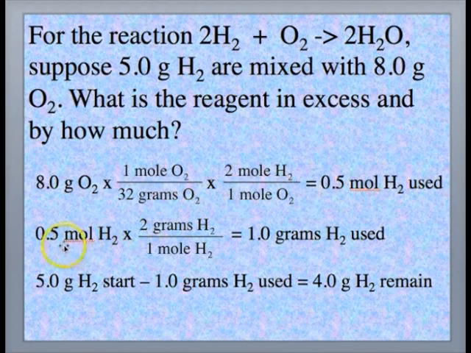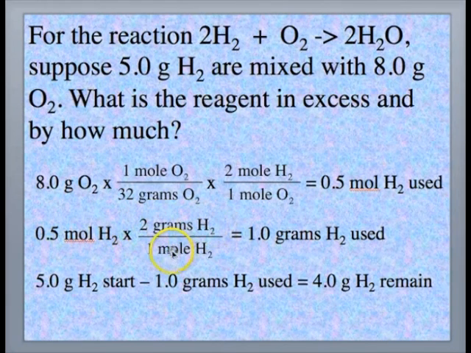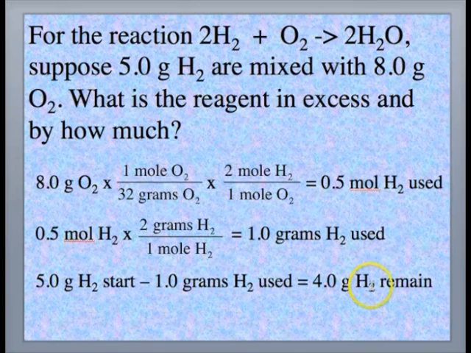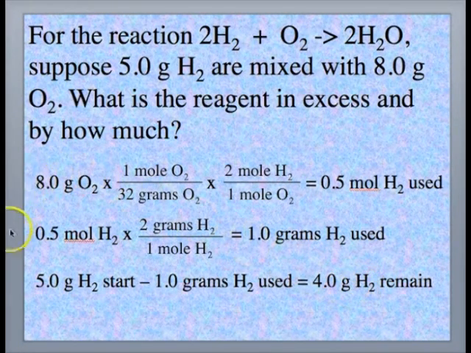And converting that into grams, we just apply the molar mass to it. 0.5 moles of hydrogen times 2 grams of hydrogen per mole is 1 gram of hydrogen that's actually going to be used. Since we are starting with 5 grams of hydrogen and only 1 gram is going to be used, subtracting those gives us 4 grams of hydrogen that remains. So that is how much hydrogen remains after this reaction.